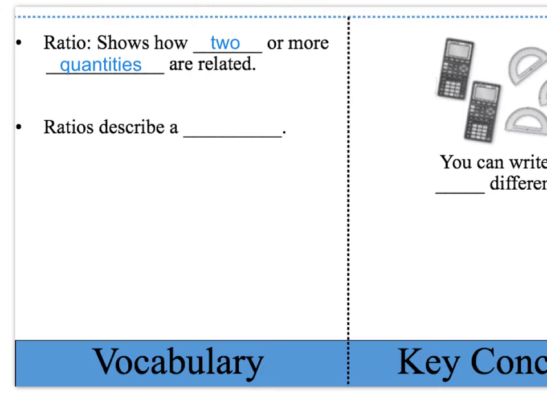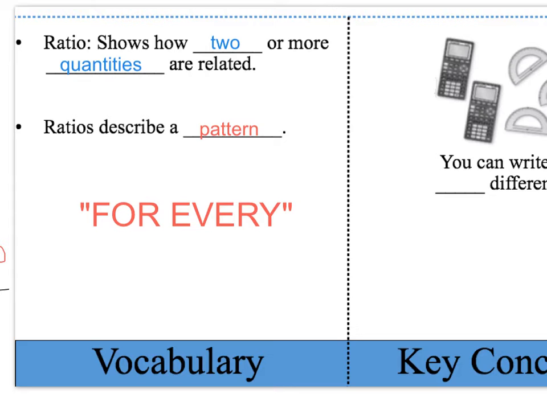The first vocabulary word is called ratio. Ratios show how two or more quantities are related. So that just means to compare two different things. Ratios also describe a pattern. Whenever you see the words "for every," that usually indicates that you're talking about a ratio, which means you're comparing two different things. Sometimes we might say, for every 3 dogs, there are 5 cats. You are comparing two different things, or two quantities. In that case, you are comparing dogs and cats.